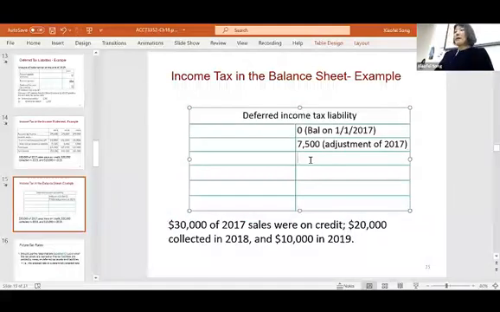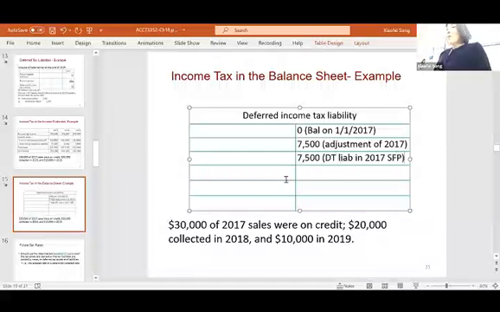Adjustment of 2017. So with that, this 7,500 would be the deferred tax liability in the 2017 balance sheet, statement of financial position, right? So that's what.